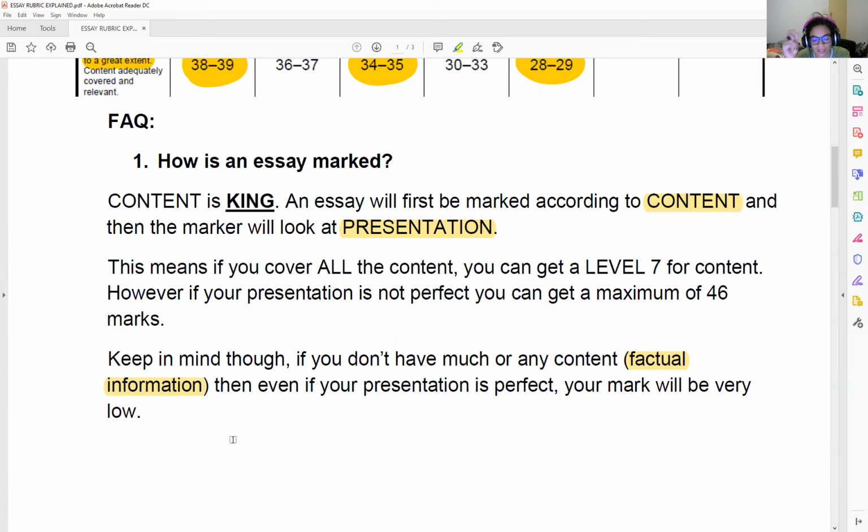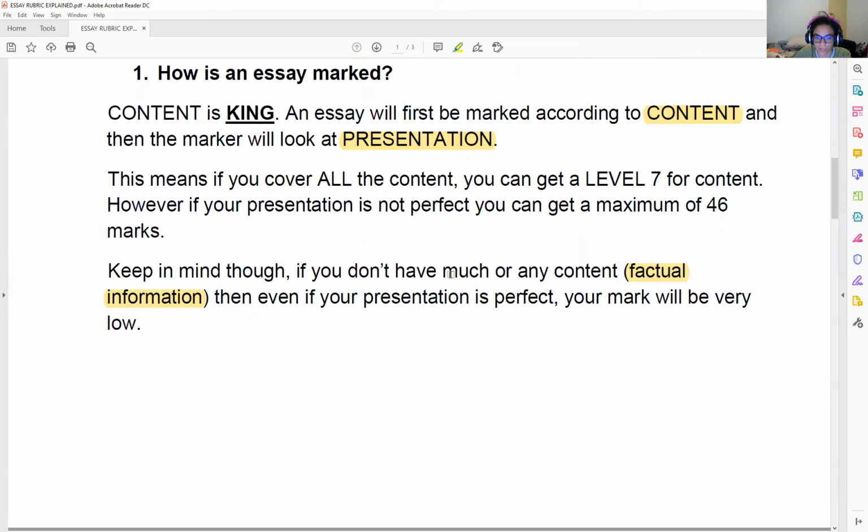I've seen an entire essay where a student just wrote nonsense. And that to me was just, I had to read it and it was pages and pages of nonsense, my own kid. And I was like, did I even teach you? And then even if your presentation is perfect, your mark will be very, very low. So just be aware of that.